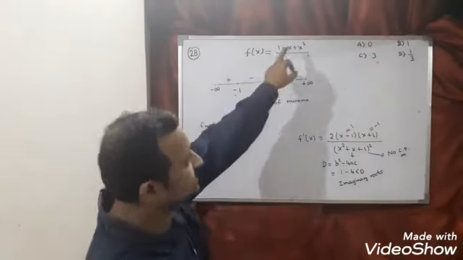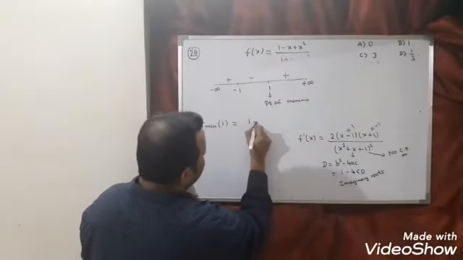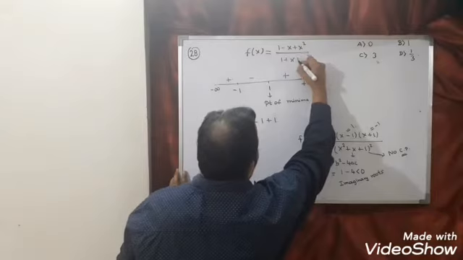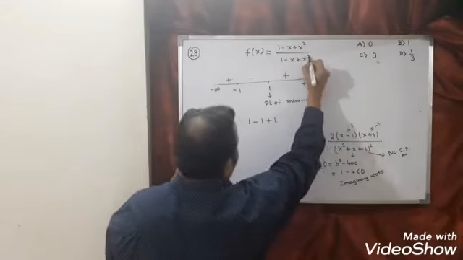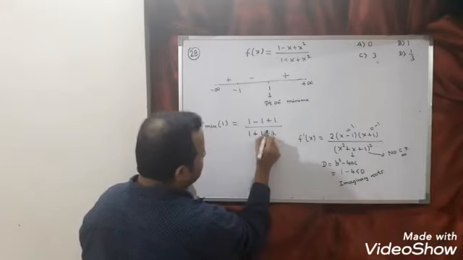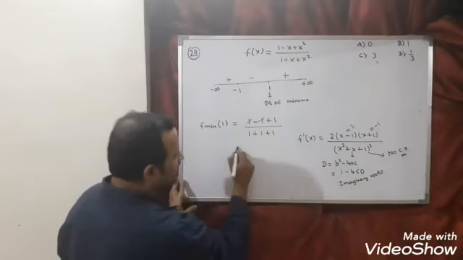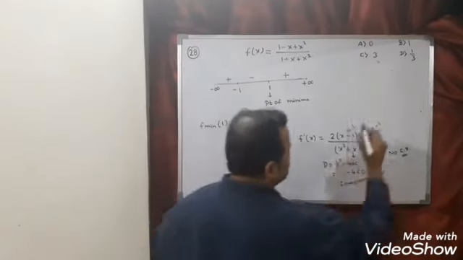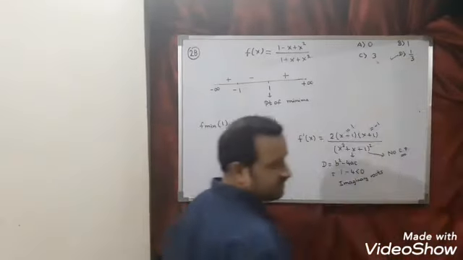So put 1 in the question. So 1 minus 1 plus 1, this is what actually 1 plus x square. Now put in this, divided by 1 plus 1 plus 1. So both will get cancelled. So the answer of this question is 1 by 3. So the answer is option number D.